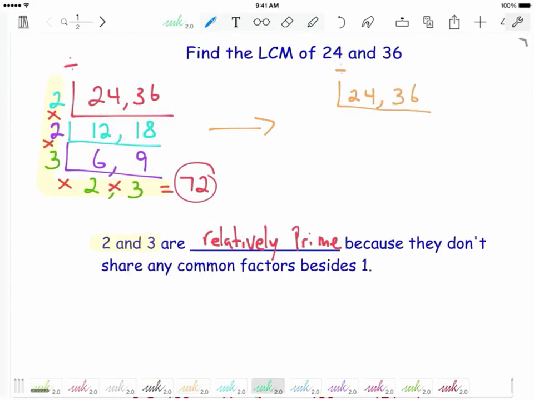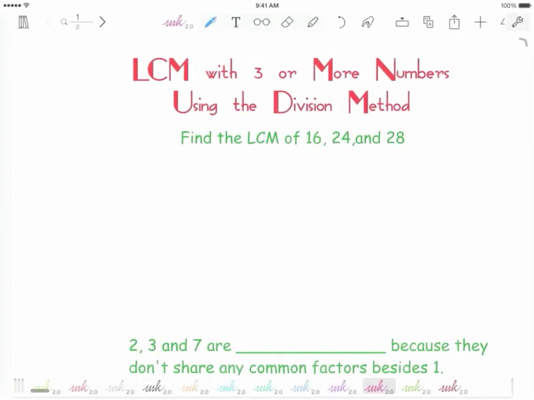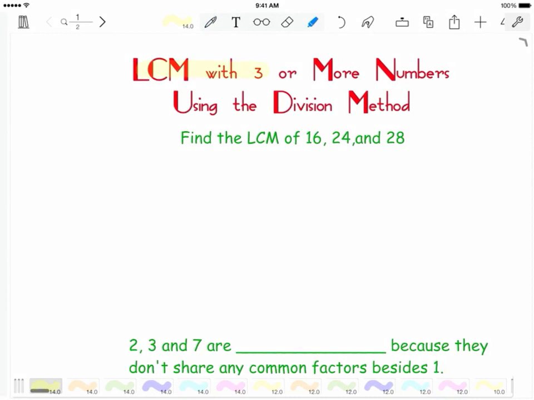Let's see. Since 4 goes into both 24 and 36, we can begin by dividing both by 4, which brings 24 down to 6 and 36 down to 9. Now, 3 goes into 6 and 9, bringing 6 down to 2 and 9 down to 3 again. The common factors and uncommon factors in the L shape, which are 4 times 3 times 2 times 3, still equal 72. Now, how do we use the division method with 3 or more numbers?